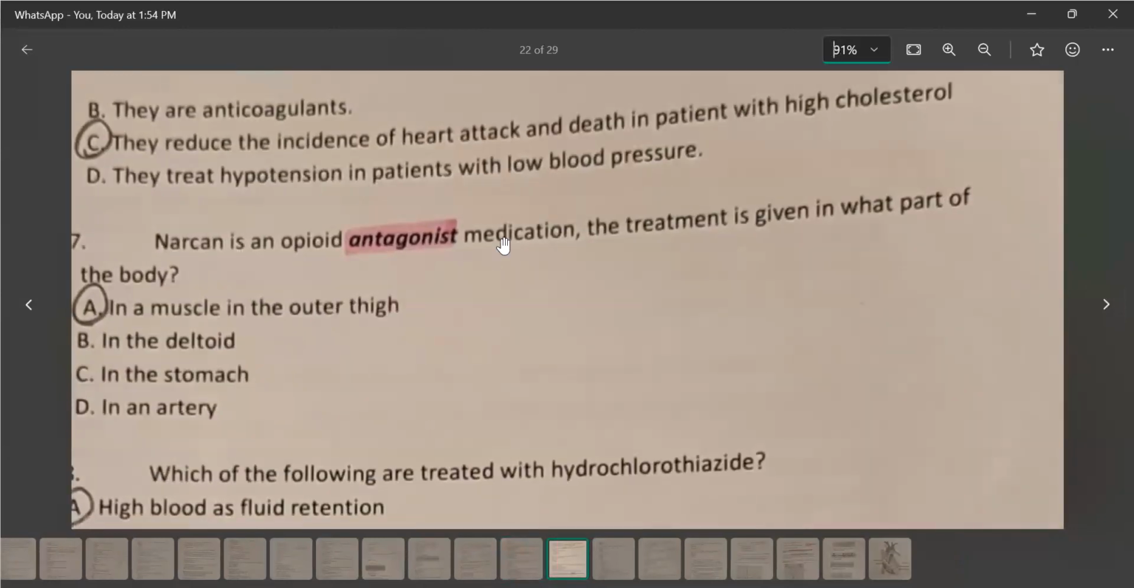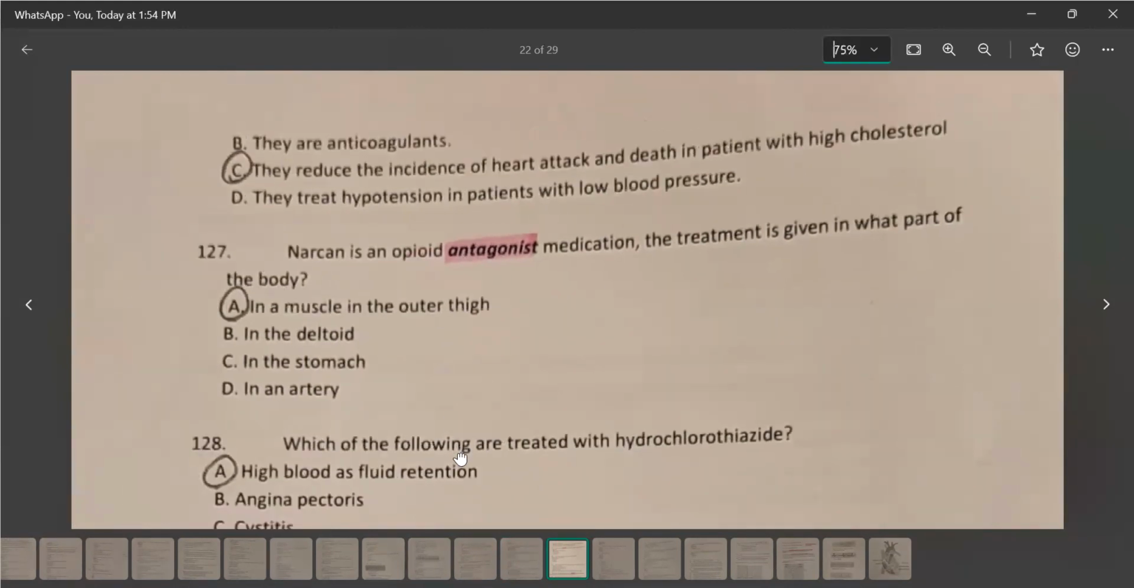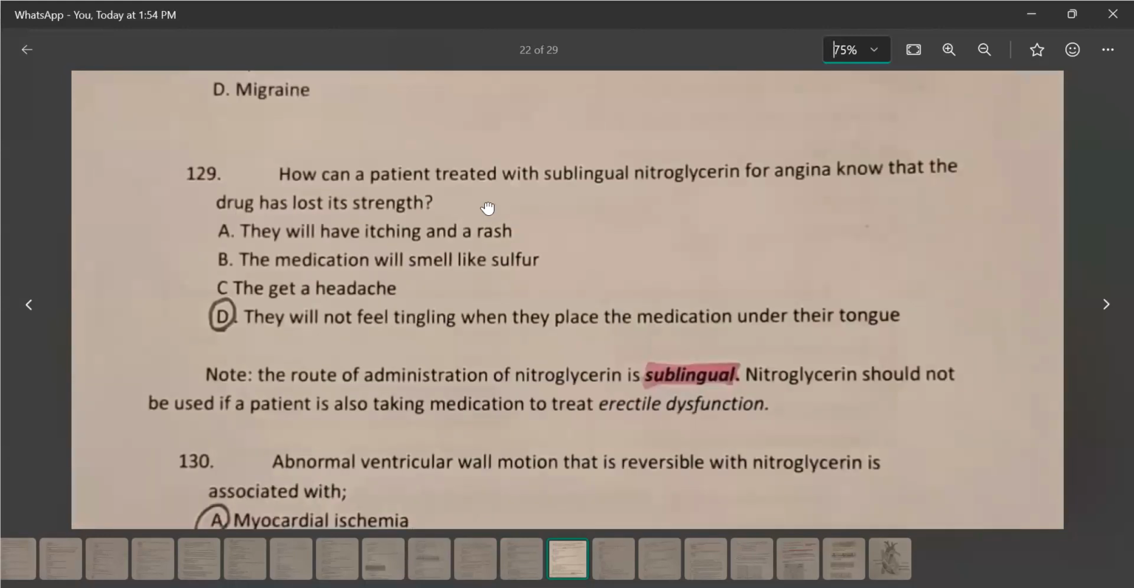They reduce the incidence of heart attack and death in patients with high cholesterol. Narcan is an opioid antagonist medication. The treatment is given in what part of the body? In a muscle in the outer thigh. Which of the following are treated with hydrochlorothiazide? High blood pressure and fluid retention.